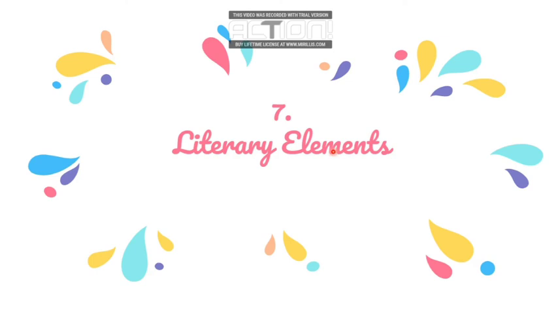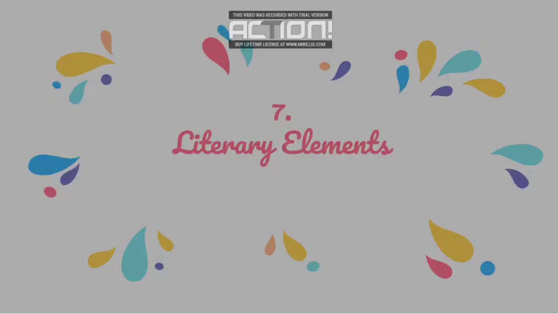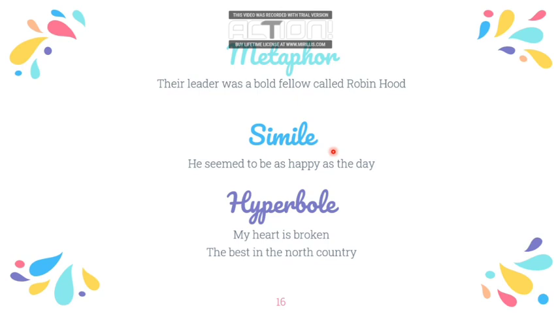Next is literary elements. In literary elements, I found three of them. They are metaphor, simile, and hyperbole. The first is metaphor. There is one metaphor in this story. It is: their leader was a bold fellow called Robin Hood.